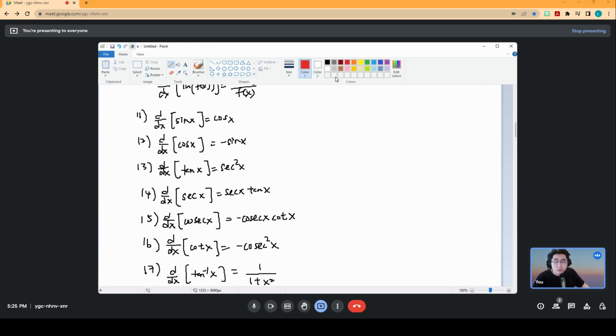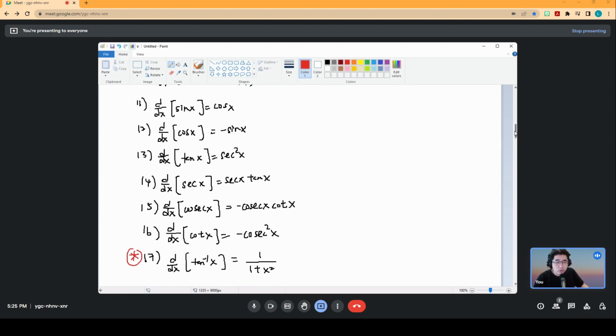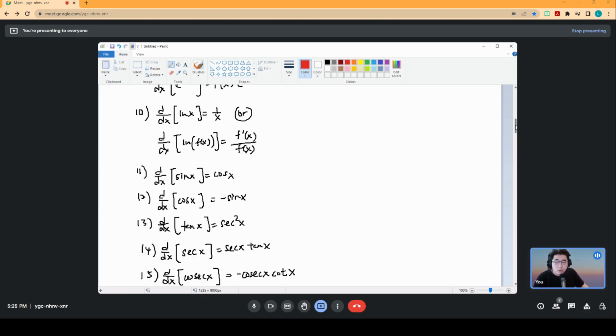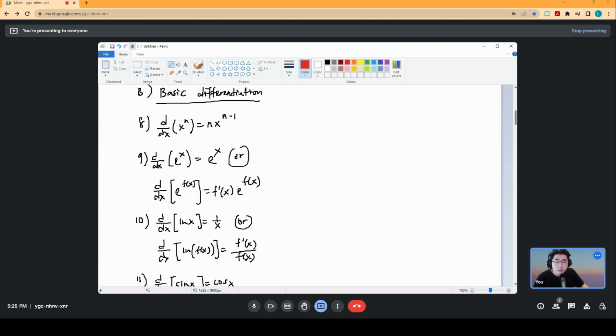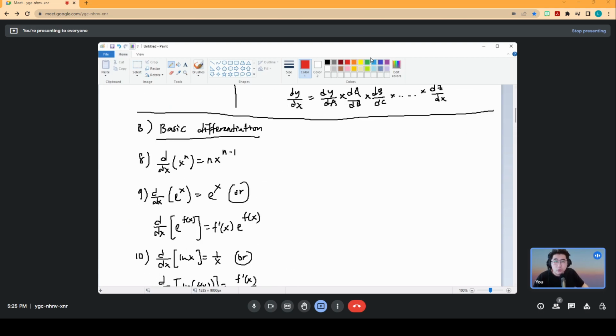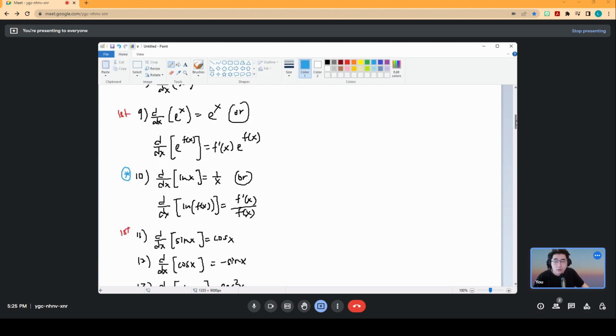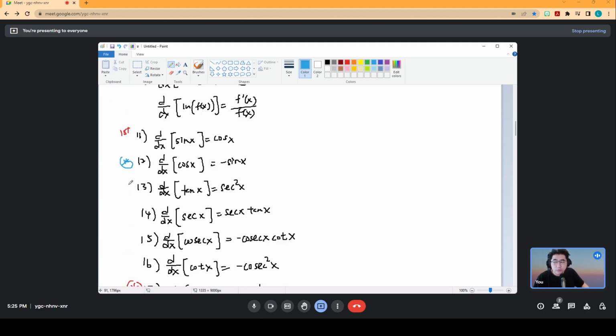For your information, this 17 falls under the new syllabus, the 2020 syllabus. Therefore, you may not be able to find this question from the old past year papers. Among these 8 to 17, some will be proved by first principle; the others can appear as questions in P3.